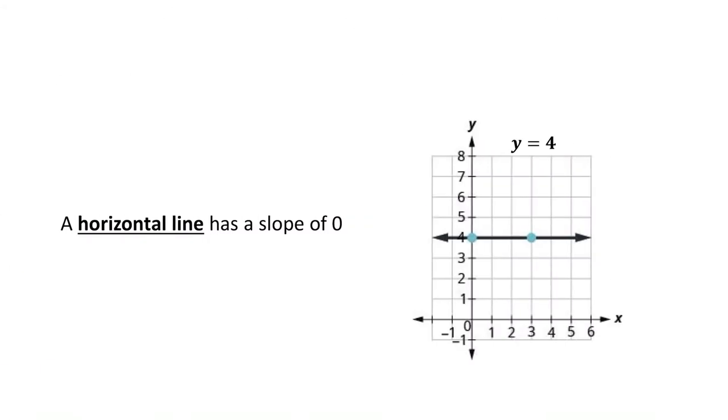A horizontal line, remember, has a slope of 0. If we're trying to calculate the rise, there is no rise, so the rise in this graph will be 0. The run in this graph, if we're going from this point to this point, will be 1, 2, 3. So 0 divided by 3 will give me the slope of 0. That is why horizontal lines have a slope of 0.